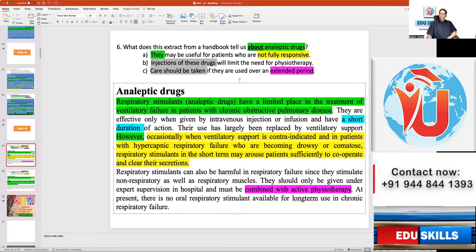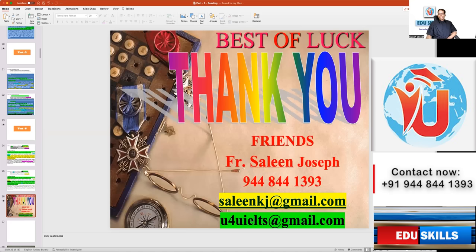Then you can also look into this sentence. However, after the contrast, it clearly says occasionally, when ventilatory support is contraindicated. And the whole thing speaks about not fully responsive, right? Becoming drowsy or comatose, in the short term may arouse patients sufficiently to cooperate and clear their secretions. Occasionally they may be useful. That is the paraphrasing of occasionally useful. Done. What is the difficulty here?